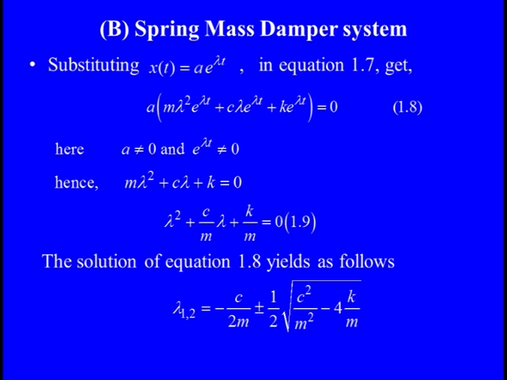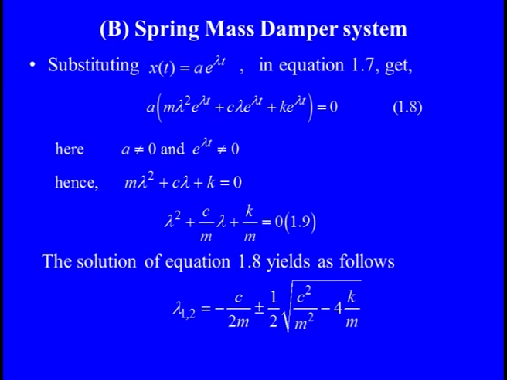We know that we have m lambda square e to the power lambda t plus c lambda e to the power lambda t plus k into e to the power lambda t equals 0. And here, we know that e to the power lambda t cannot be equal to 0. So then we end up with the equation: the bracket, m lambda square plus c lambda plus k equals 0.